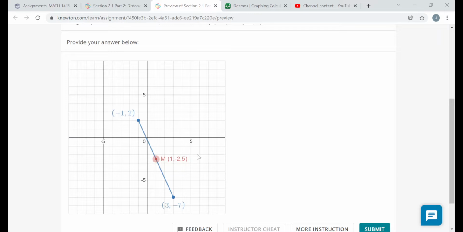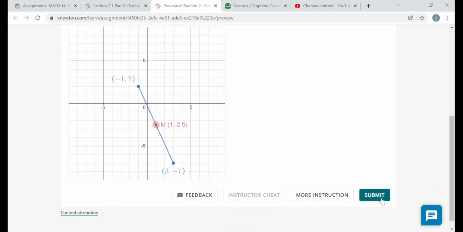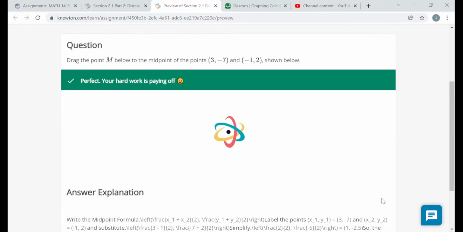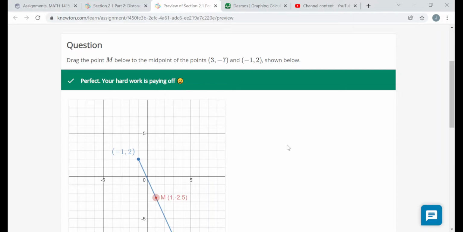If you look at it, it does look right, and you could verify with the distance formula, which we'll learn in a second. If you know the distance formula, you could verify that the distance from negative 1, 2 to 1, negative 2.5 is the same as the distance from 1, negative 2.5 to 3, negative 7. All right, I'll submit. Great. And again, it'll tell you if you're right or wrong.